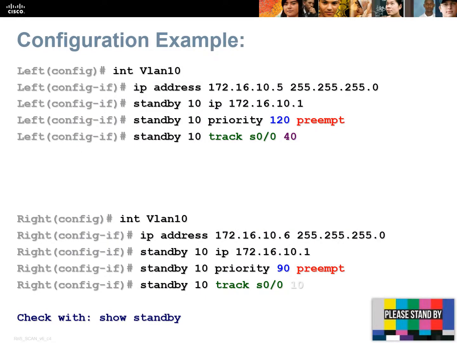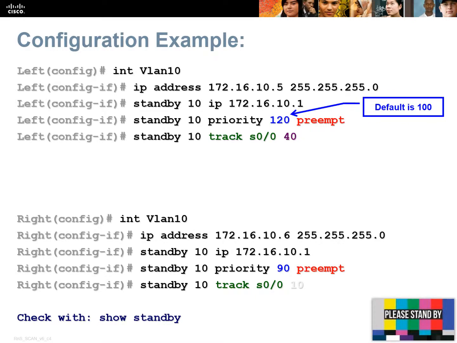So these are the commands. We have got the left-hand router and the right-hand router, and these are the commands we've got going. So let's go through and break these down one at a time. First of all, we've got IP address 172.16.10.5, and on the right we've got 172.16.10.6. So they're the real addresses. And have a look at the standby command. Standby 10, IP address 172.16.10.1 is identical for both. That's the virtual IP address that they're going to be using.